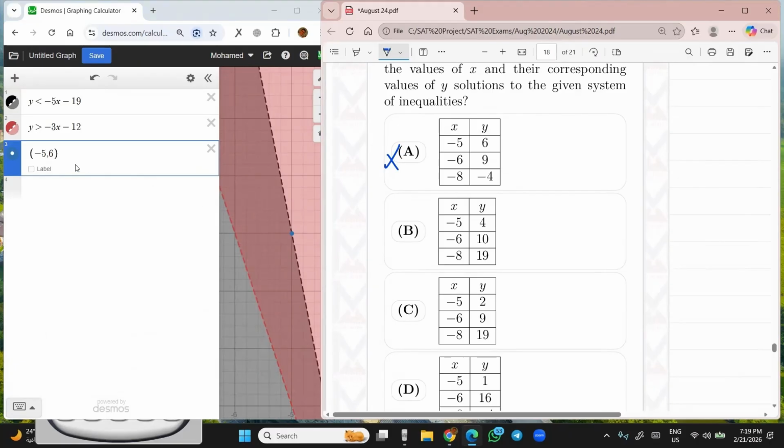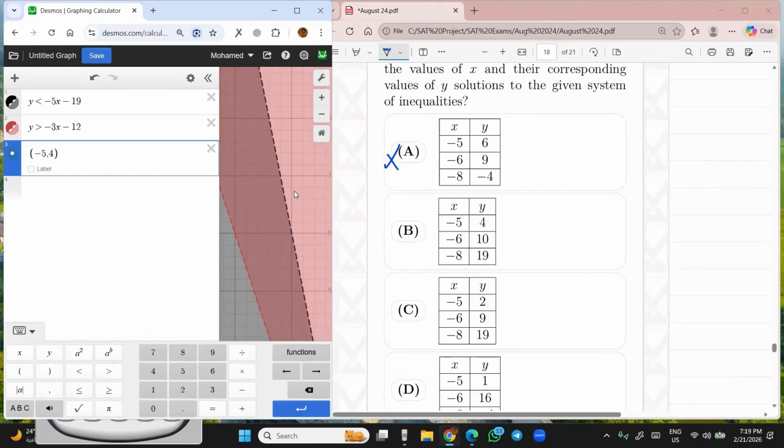Let's check negative 5 and 4. So let's change the 6 to be 4. And you look at the point.